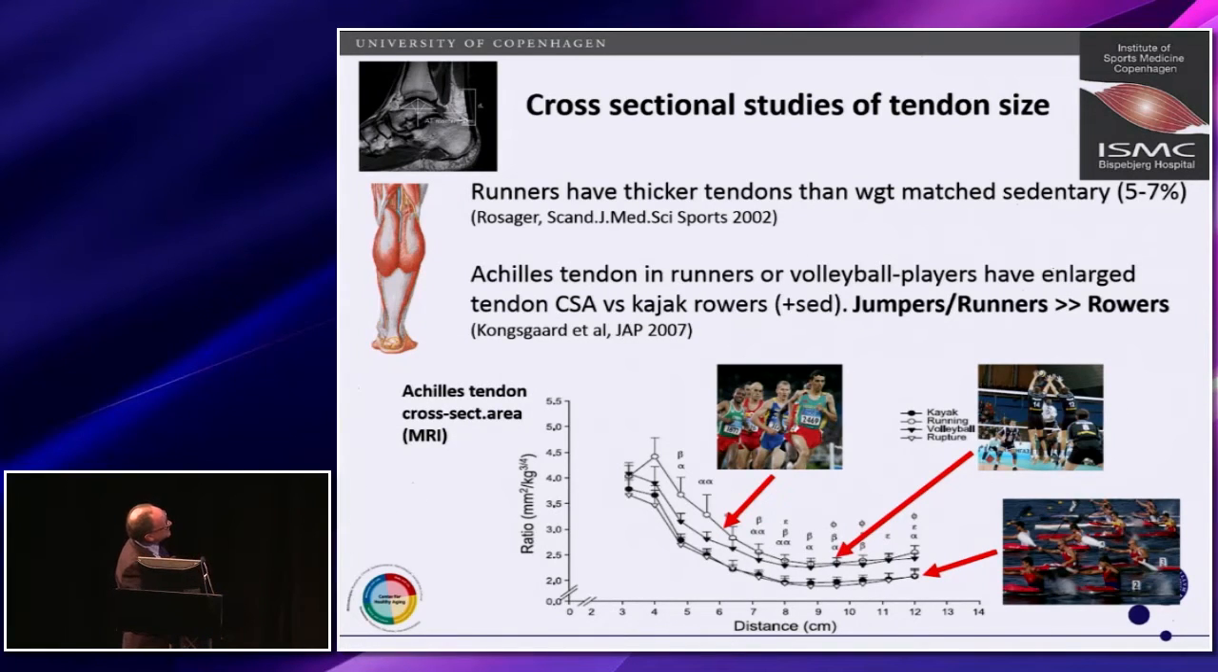Further, if you take Achilles tendon in runners and volleyball players, and here, this is the cross-section area with MRI from the calcaneic insertion and all the way up the leg, then you can see that runners and jumpers have a higher cross-section area compared to sedentary controls, but also to high-level kayak rowers who don't use their legs so much. But clearly, these data could simply be a phenomenon of cross-sectional studies. They could just be a question of that you only will succeed in these sports if you have a bigger tendon.